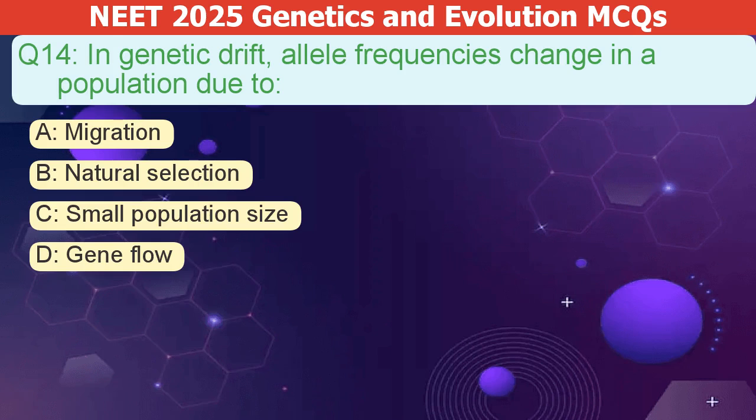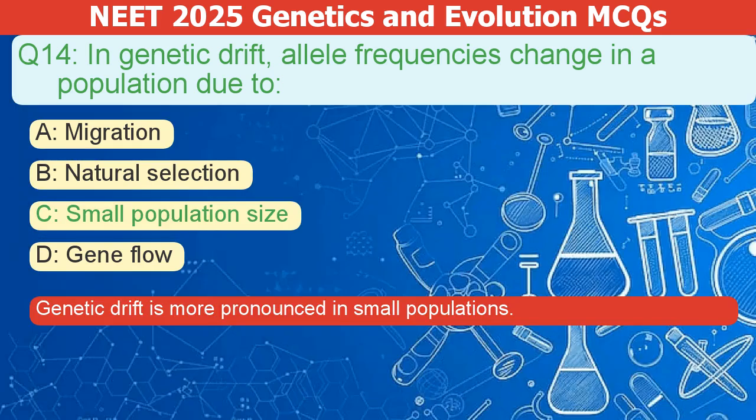Genetic drift causes allele frequency changes in a population due to A. Migration. B. Natural selection. C. Small population size. D. Gene flow. The correct answer is C. Genetic drift is more pronounced in small populations.